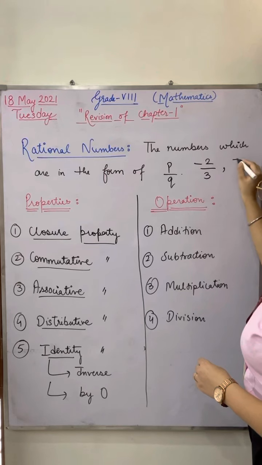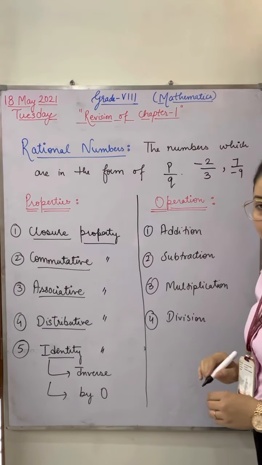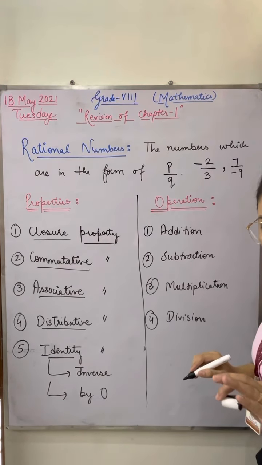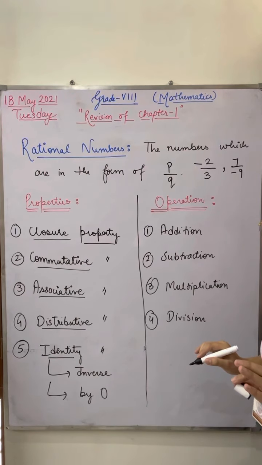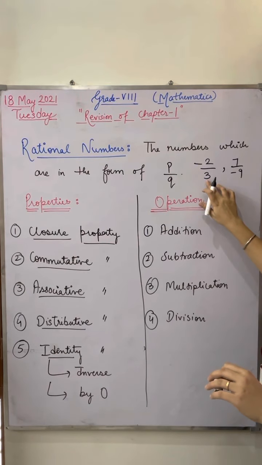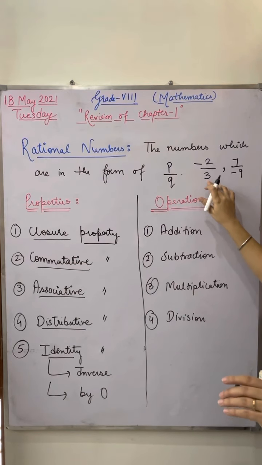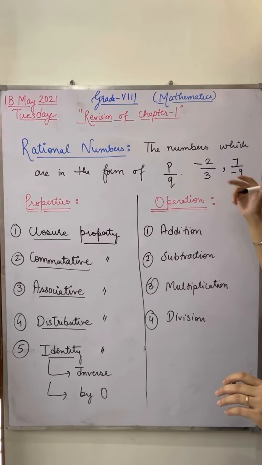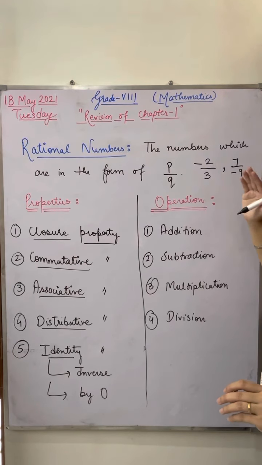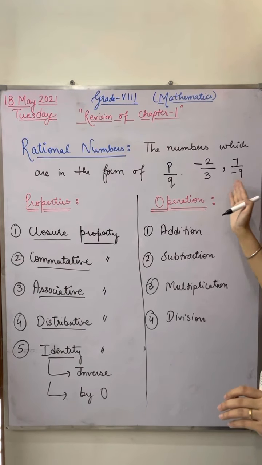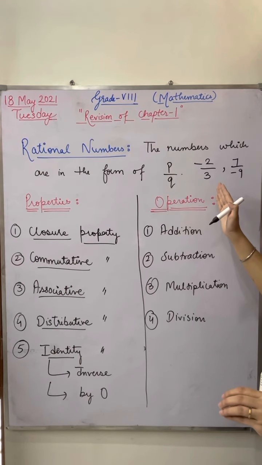I'm writing 7 upon minus 9. That is a rational number. Negative values can also come in rational numbers. But the thing is that your denominator should not be 0 in any case. Something should be there in the denominator. It can be 1, 2, 3, any positive, any negative. But the denominator shouldn't be 0.